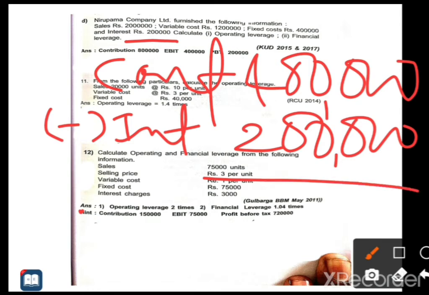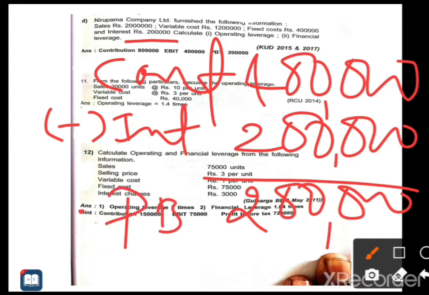Basically, interest is paid on debentures. If they give the debenture amount plus the rate of interest on the debenture, then we have to calculate on that and we will get the interest. If there is no rate of interest for the debenture, whatever amount is given is to be assumed as the interest on debenture. So the remaining is 2 lakh. This is PBT. So based on the information, contribution is 8 lakh, EBIT is 4 lakh, and PBT is 2 lakh.